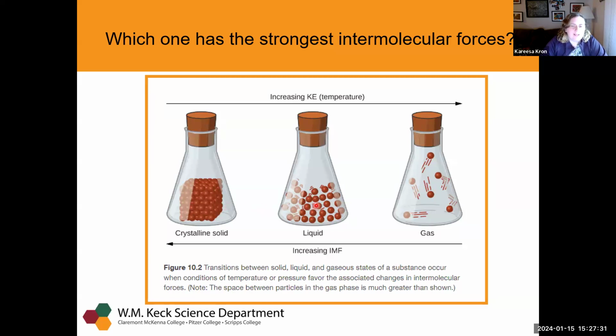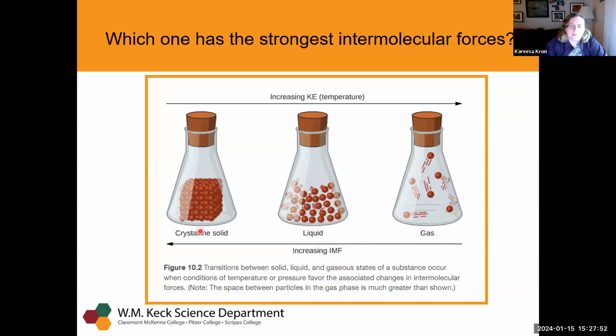As you move to the liquid, you increase the kinetic energy, and you're overcoming some of these intermolecular forces to form this liquid. And as you continue to heat this compound and raise its temperature, you further reduce the effect of the intermolecular forces, and they interact with each other less.